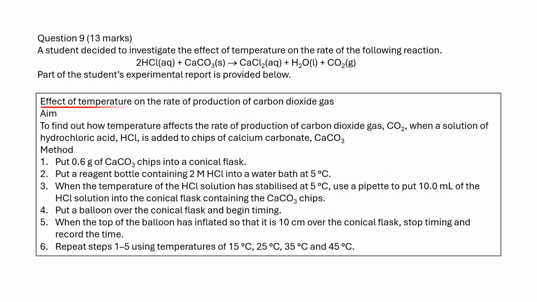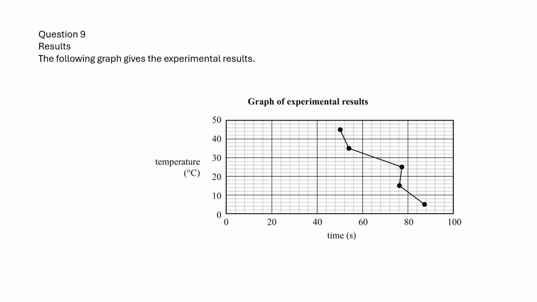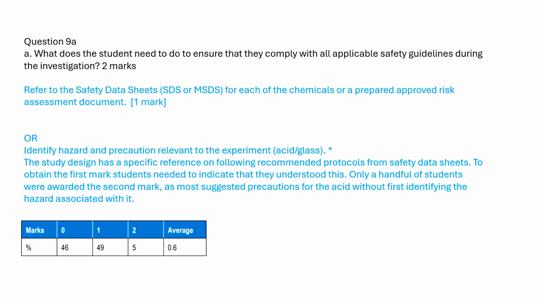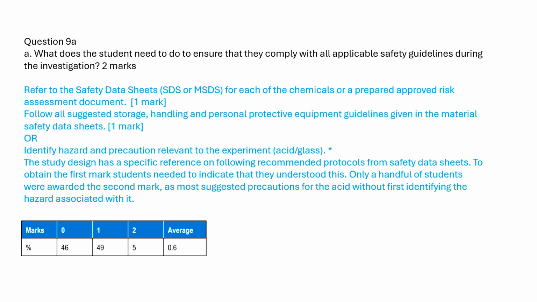To investigate the effect of temperature on the rate of production of carbon dioxide gas, the reaction occurs at different temperatures, and the volume of carbon dioxide is measured. As the temperature decreases, the time for completion increases. Refer to the safety data sheets for each of the chemicals or a prepared approved risk assessment document. Follow all suggested storage, handling, and personal protective equipment guidelines given in the material safety data sheets.